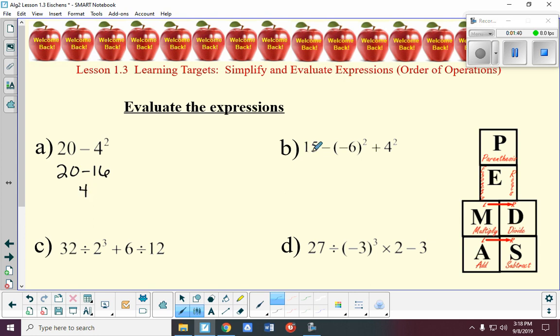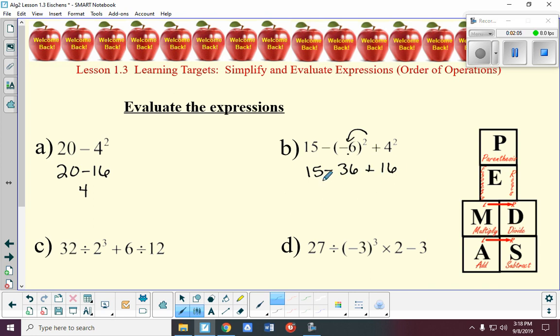Here we will do exponents. So everything in the parentheses is getting squared. So this is negative 6 times negative 6. So this minus is out front. Negative 6 times negative 6 is a positive 36. And we can also take care of this exponent. 4 squared is 16.